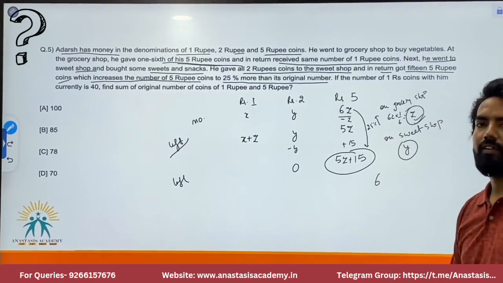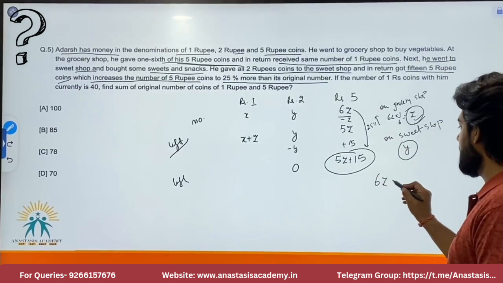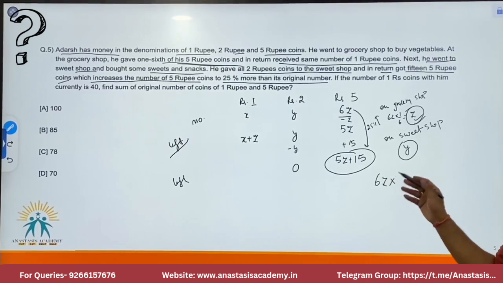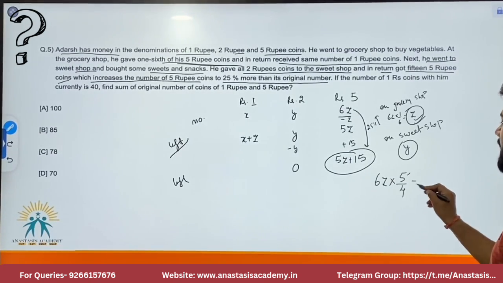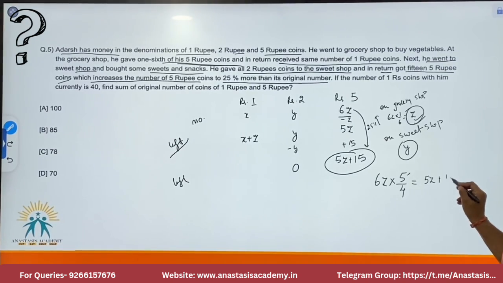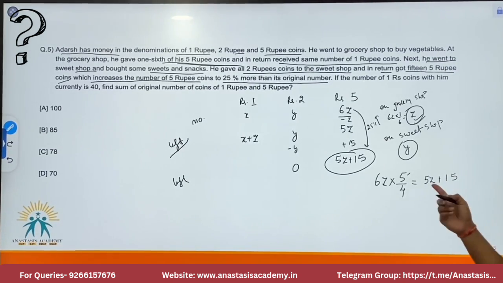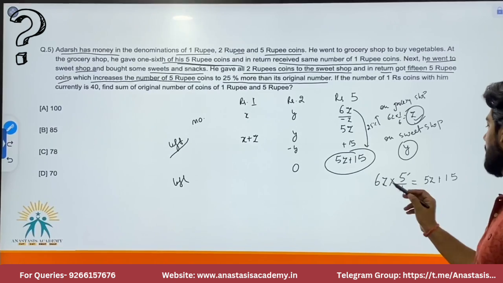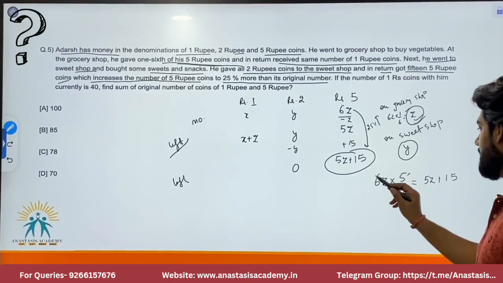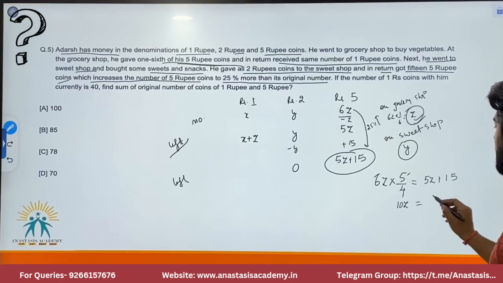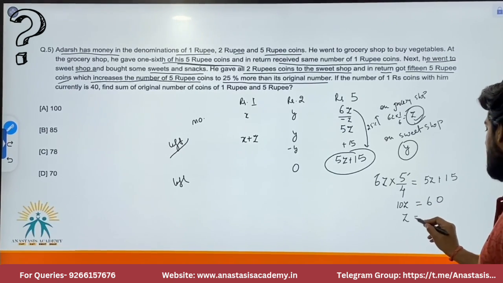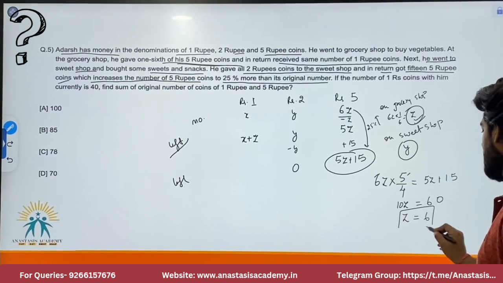So from here, I can find the value of Z. It is 6Z and I'm increasing it by 25%, so multiplying it by 5 by 4, I get 5Z plus 15. So this is the number of coins of 5 rupees. So this is 30Z and this is 20Z plus 60. So 10Z is equal to 15 into 4, 60. So from here, Z comes out to be 6.